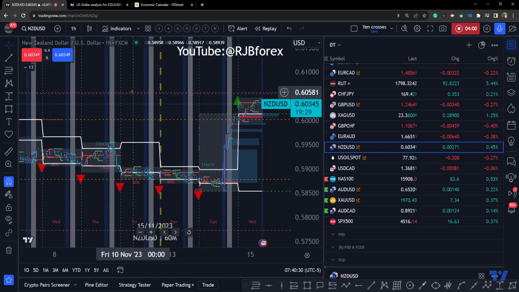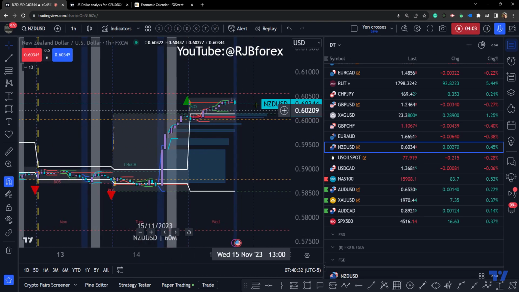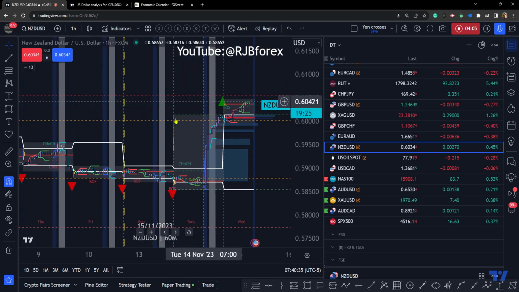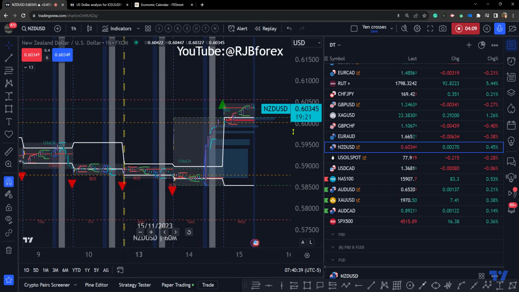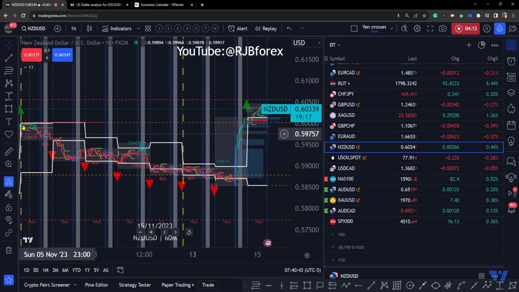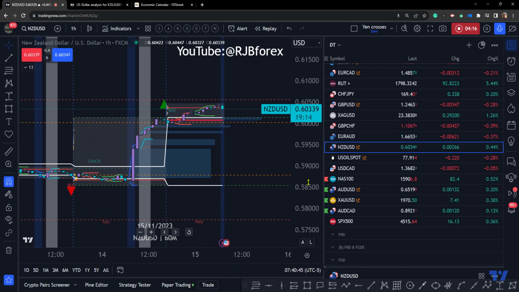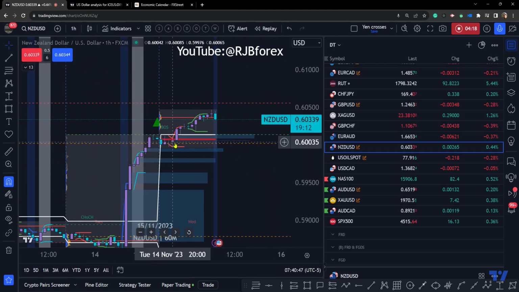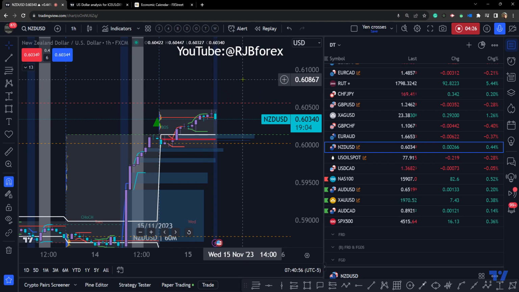Now we have a first green day for the New Zealand dollar. We've rallied strongly away from last week's lows. We've closed at last week's highs, and we've stacked up above last week's highs, above the closing price, and perhaps we have prospects of a continuation trade to the upside.